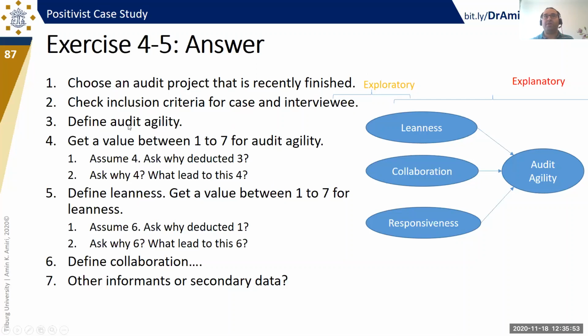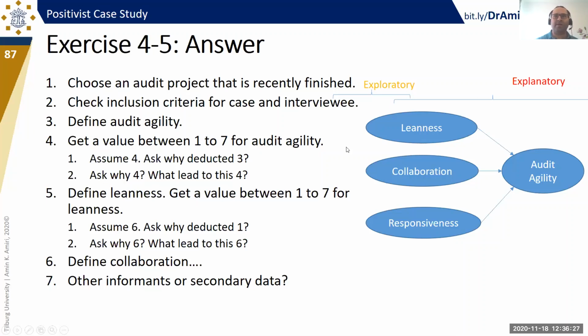And the third question is that first you define audit agility according to the literature. So whenever you have an explanatory case study, you define the construct first, and then you ask for a score from 1 to 7 or 1 to 6 based on the scale that you provided. If, for example, they provide 4, you would ask why you deducted 3. Why, what happened, what was good that led to 4. You try to figure out other antecedents of audit agility with the fourth question.